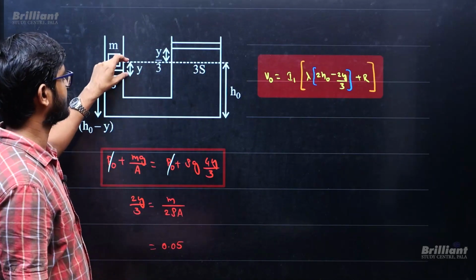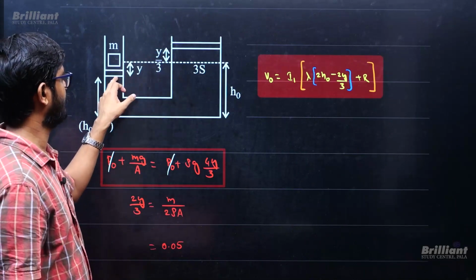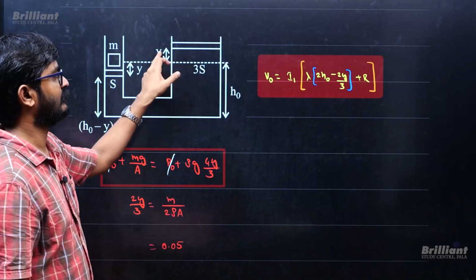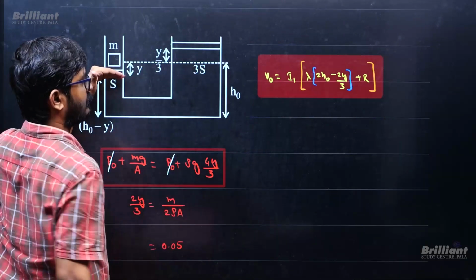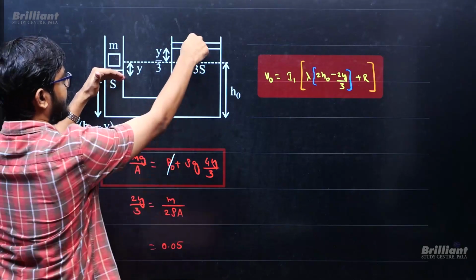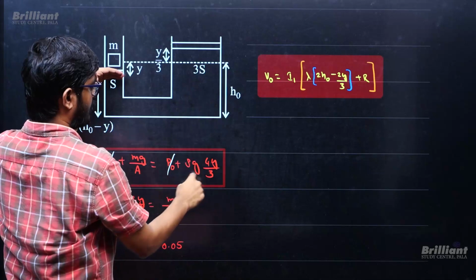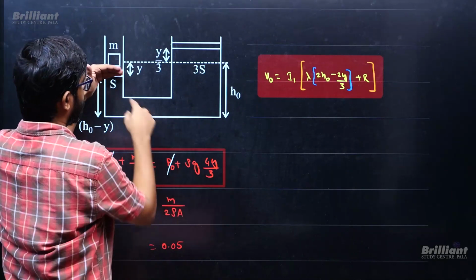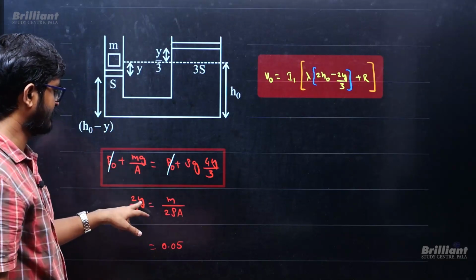So if this length goes down by Y, this length will go up by Y by 3 because of volume conservation. A into Y is 3A into Y by 3. So the difference between the heights is going to be 4Y by 3. Now if the pressure here is P0, then pressure here is going to be P0 plus rho G into 4Y by 3. Pressure here is going to be P0 plus mg by A. So when you equate that, you will be getting the Y value.